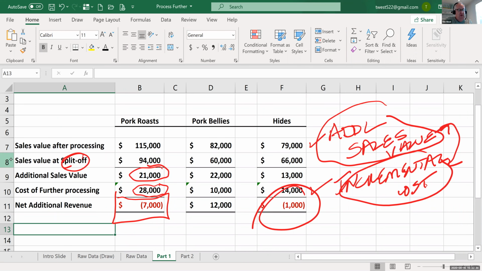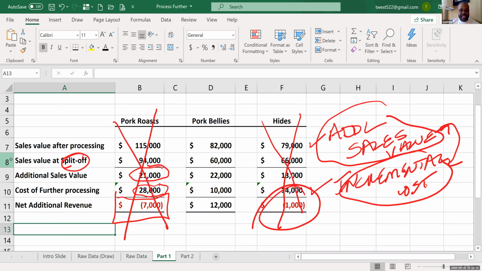And so we want to make sure that we go ahead and process it further, right? I'm sorry, say it again. The leading question was, you clearly want to process this further, right? Oh no, of course not. If your costs exceed your benefits, you always want to run the other way quickly. And similar for the leather, for the hides. You're going to pay $14,000 to earn $13,000.